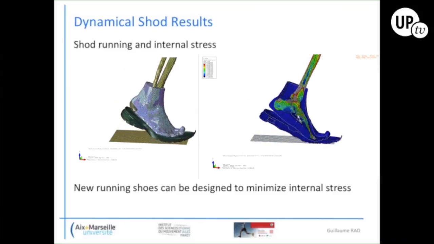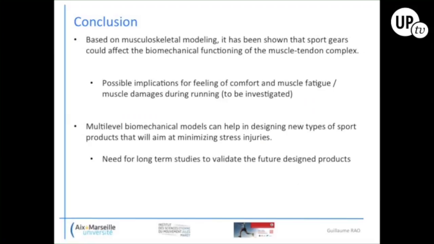So to sum up everything: first, musculoskeletal modeling has shown that sport gear could definitely affect the biomechanical functioning of the muscle-tendon complex.